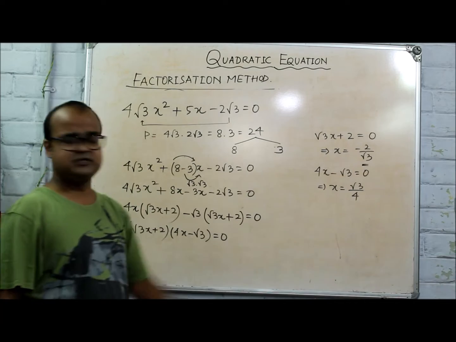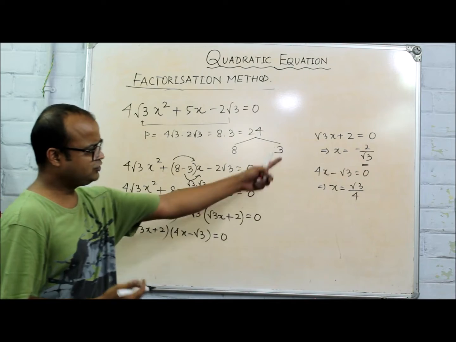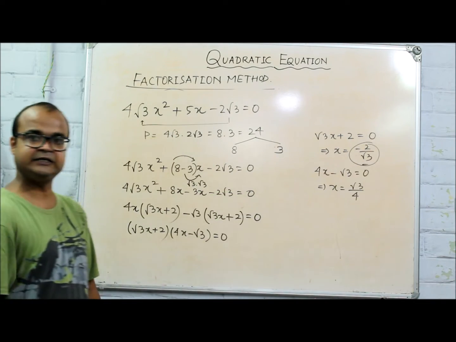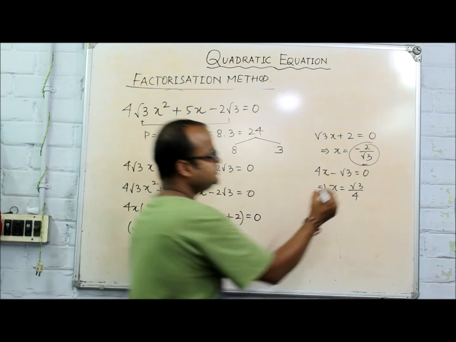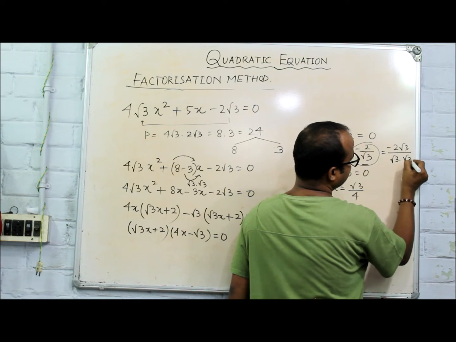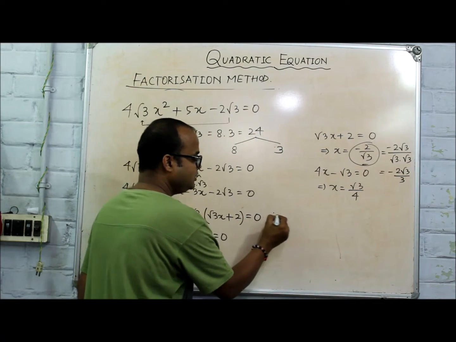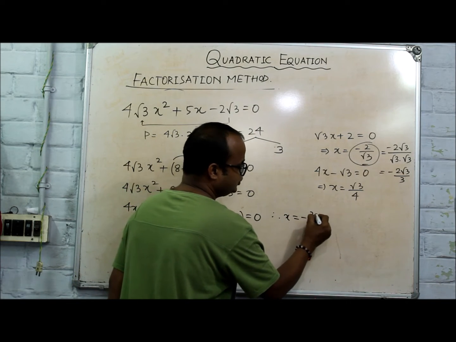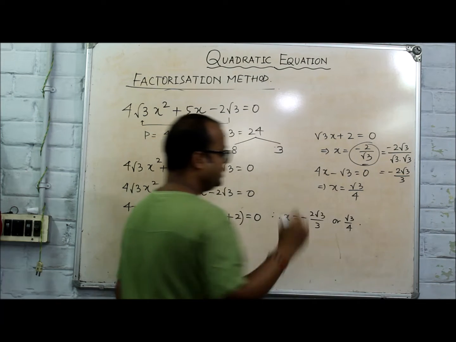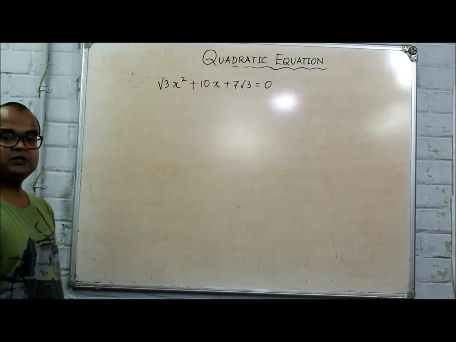You can rationalize this term because generally we will not leave the root term in the denominator. So you can rationalize this part by multiplying root 3 with numerator and denominator. So we will get minus 2 root 3 by root 3 into root 3, this is equal to minus 2 root 3 by 3. So therefore x is equal to minus 2 root 3 by 3 or root 3 by 4 are the solution of this quadratic equation. Let us take another example.